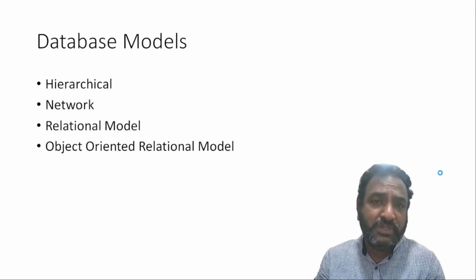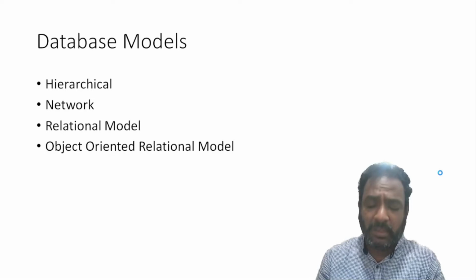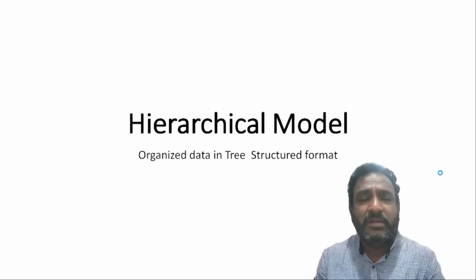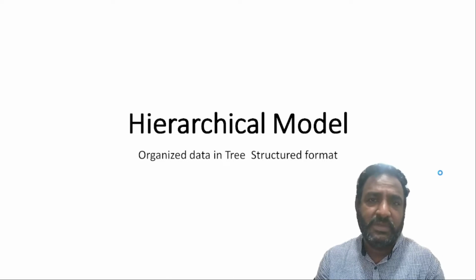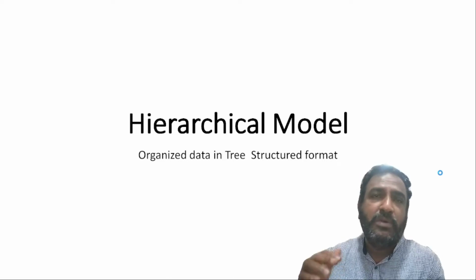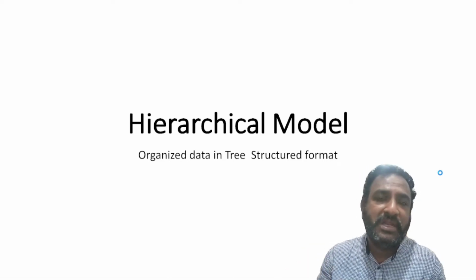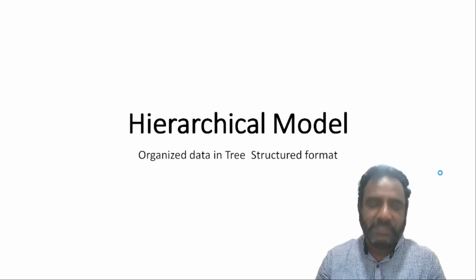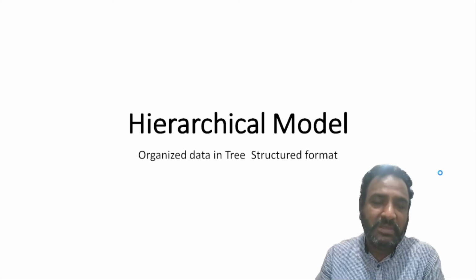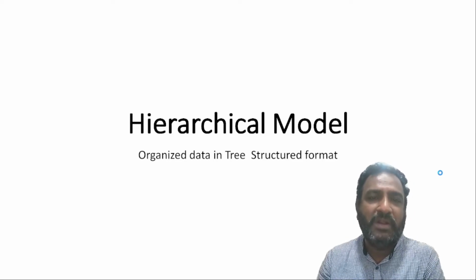And come to the first one, that is the hierarchical model. In this model, the data is organized in a tree structure format. So there is one root node available. Under this there are child nodes. Under each child node, again there are a number of child nodes. Like this, the data is organized. So in this case, what happened? I will explain the hierarchical model with the help of a diagram.